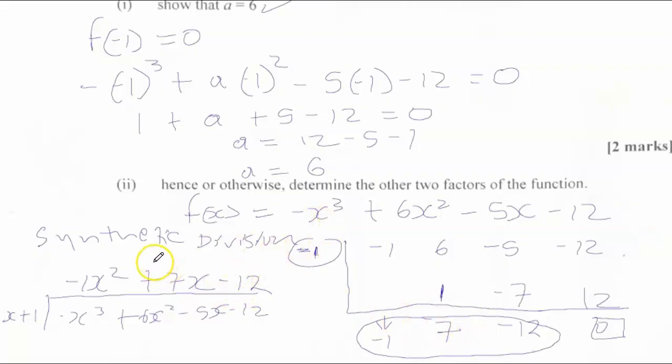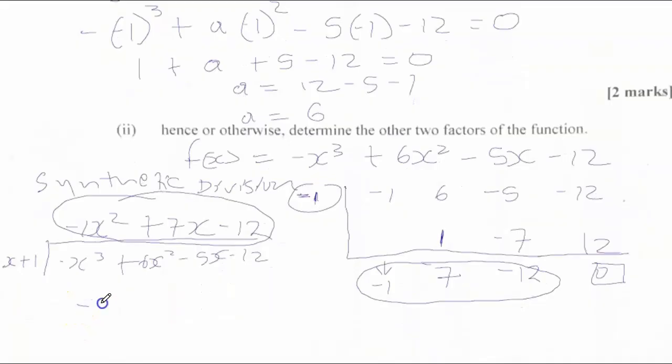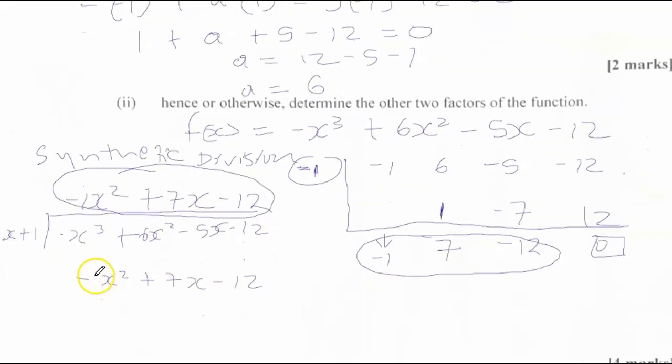So to get the other two factors, we can even factorize the quotient further. So let's factorize this further. So factorizing negative x squared plus 7x minus 12. Now I think using the AC method, AC is positive 12. So we need two numbers that multiply to give positive 12 and add to give positive 7. That's 4 and 3, right? So negative x squared plus 4x plus 3x minus 12.